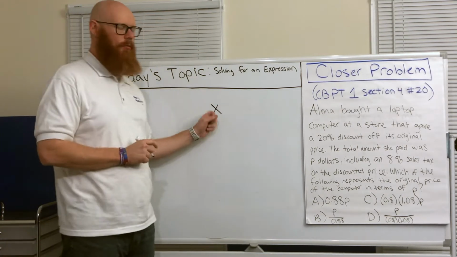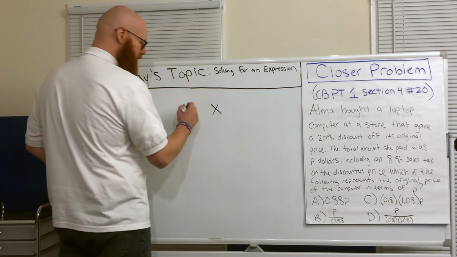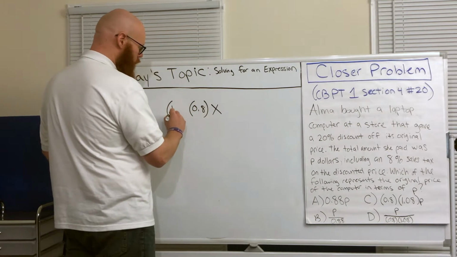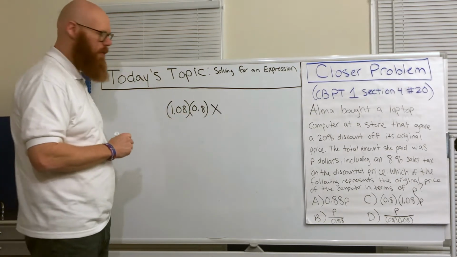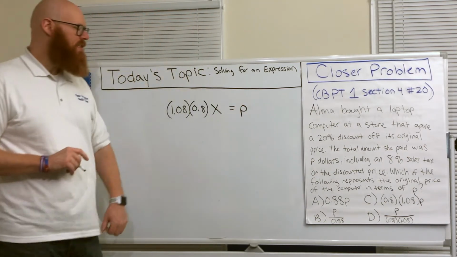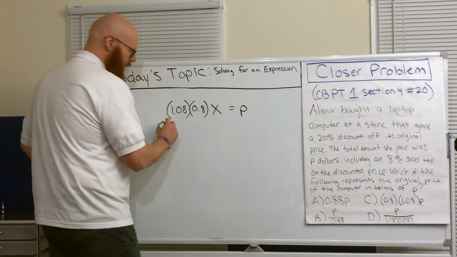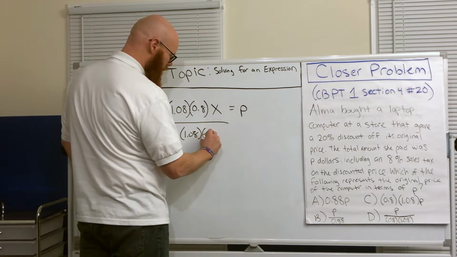So we're starting with some original price that we don't know, and we're applying a 20% discount to it, which is 0.8. And then we're applying an 8% sales tax to that, which is 1.08, and that is going to equal our final price. So since they wanted us to solve for the original price, all I would do now is divide by 1.08 times 0.8.